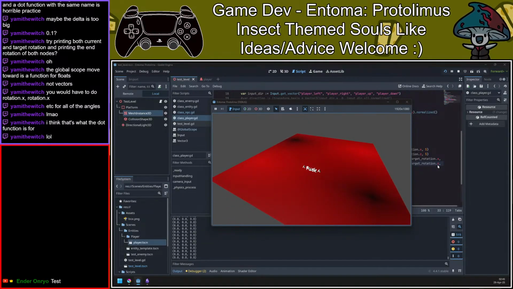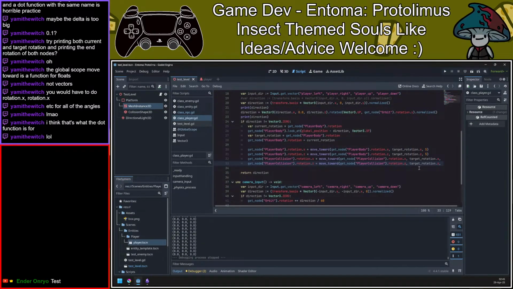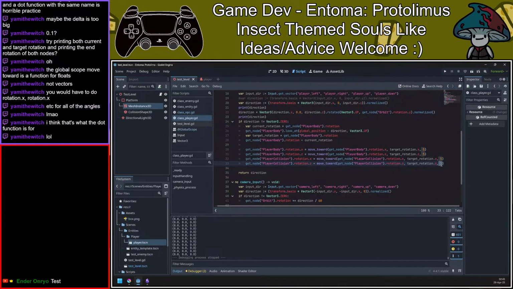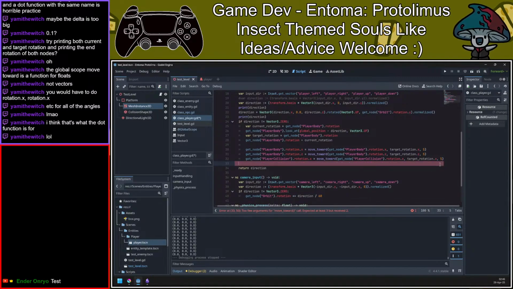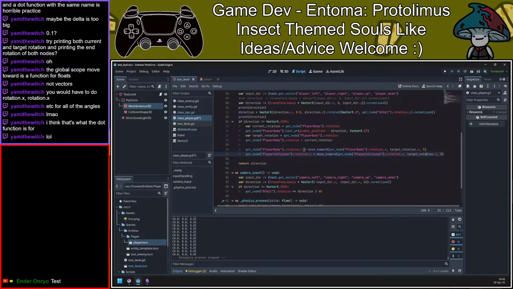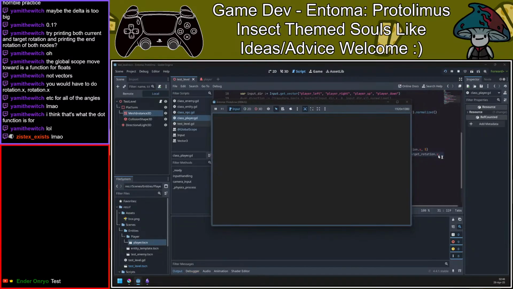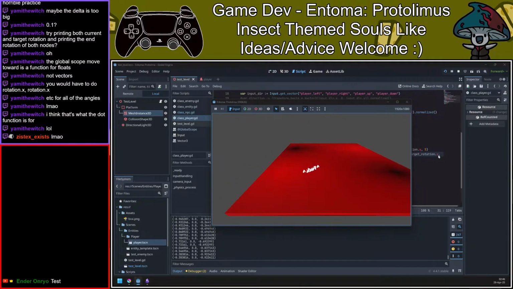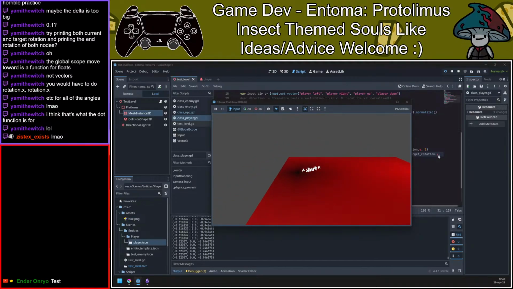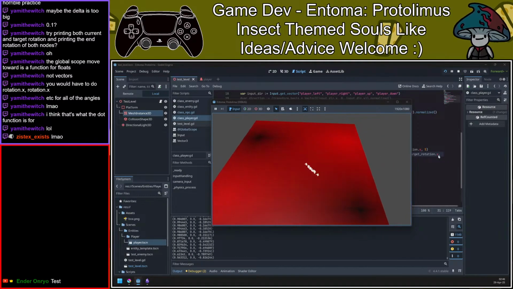And still doing nothing. Wait. Oh no, I'm a dumbass. I'm rotating every axis except for the one that matters, because the only axis we're actually rotating along is the y-axis. There we go. Although sometimes it gets a bit funky.